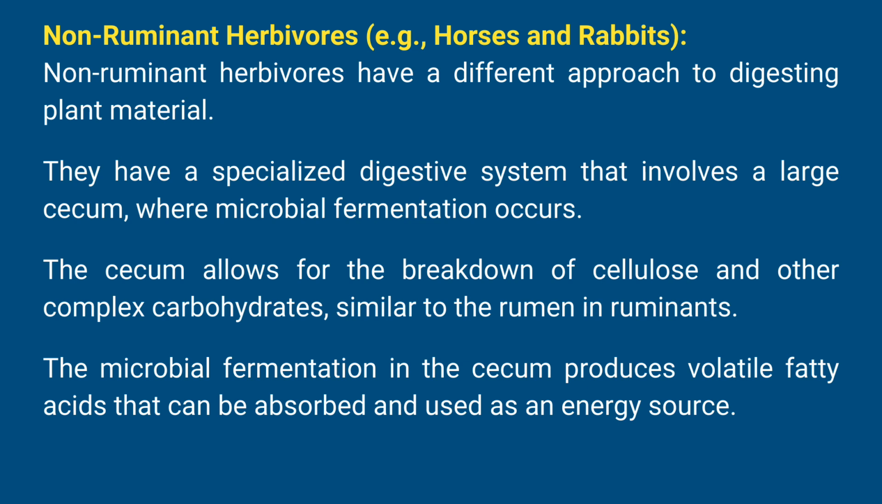Non-ruminant herbivores, e.g., horses and rabbits. Non-ruminant herbivores have a different approach to digesting plant material. They have a specialized digestive system that involves a large caecum, where microbial fermentation occurs. The caecum allows for the breakdown of cellulose and other complex carbohydrates, similar to the rumen in ruminants. The microbial fermentation in the caecum produces volatile fatty acids that can be absorbed and used as an energy source.